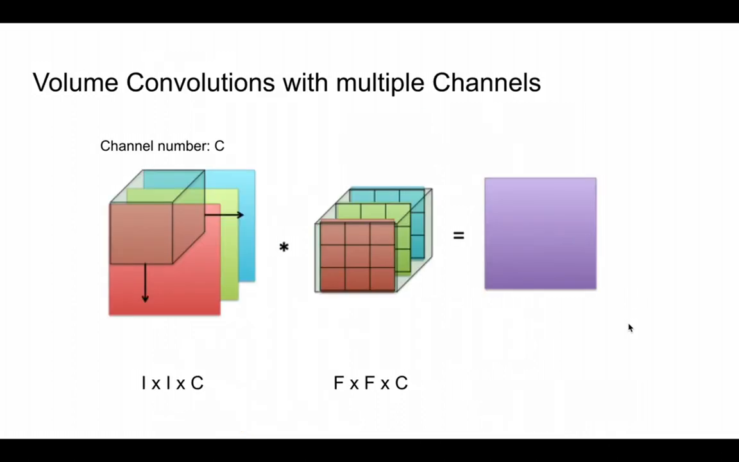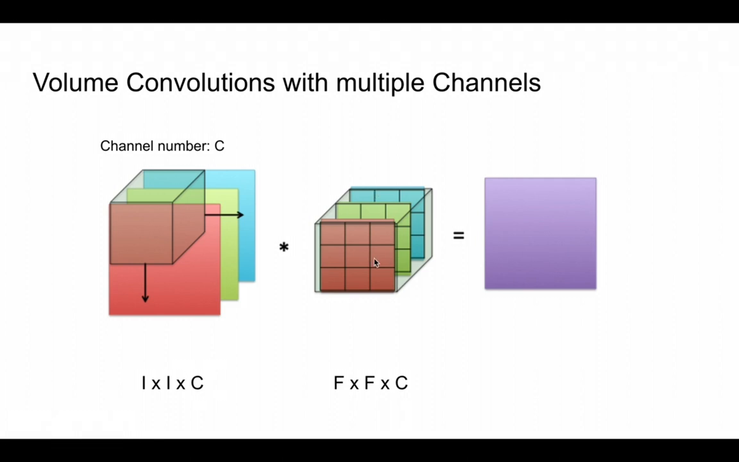Of course, we can talk about images with more channels. As we showed in the beginning, to describe a colorful picture, you need 3 channels: red, green, blue. In this case, our image not only has a height and width, but also has depth. The volume of the image is I by I by C. C is the channel number.